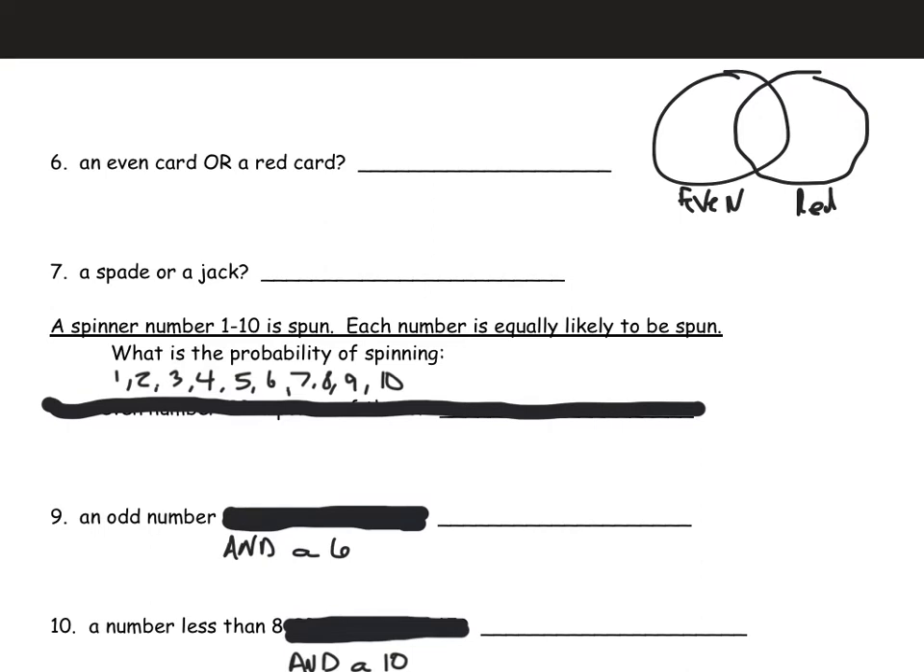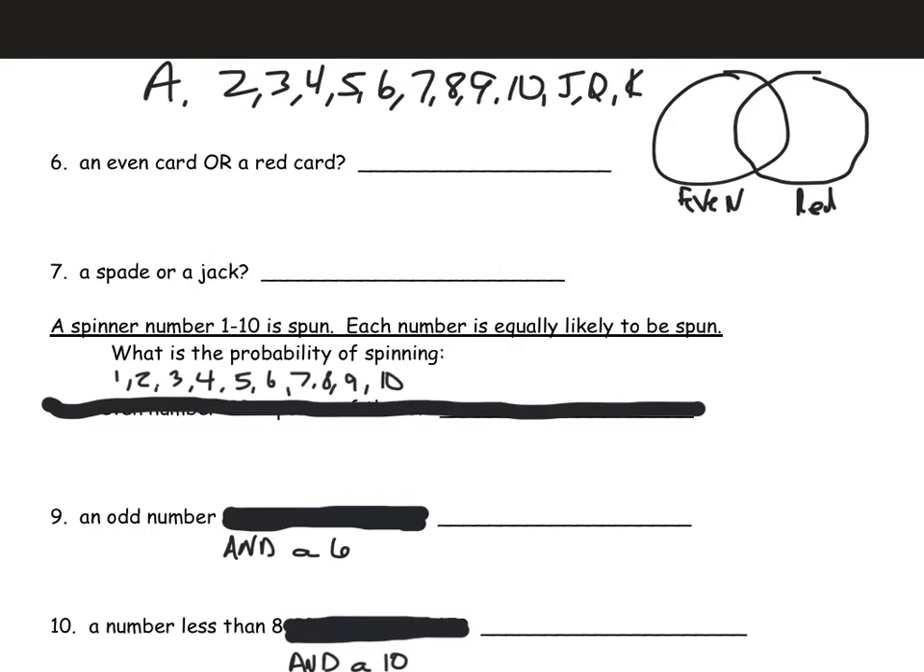Okay, so a lot of times what you want to do on these is write this stuff out. So here is your list of cards. You have 2, 3, 4, 5, 6, 7, 8, 9, and 10, right? And then you obviously have your jack, queen, king, and then you have your ace. There's your 13 cards.